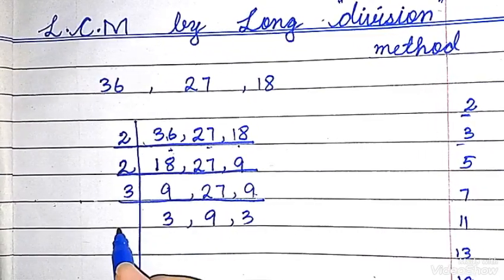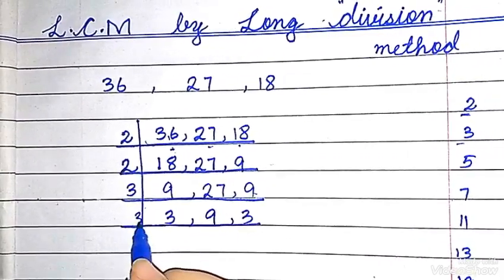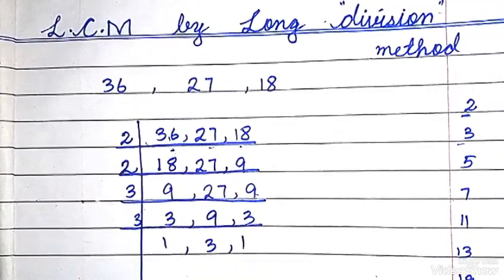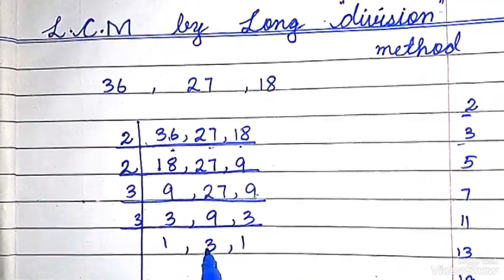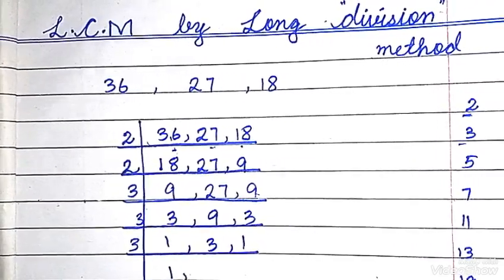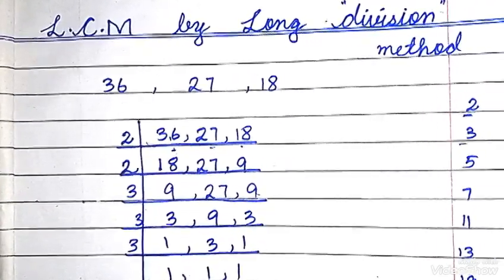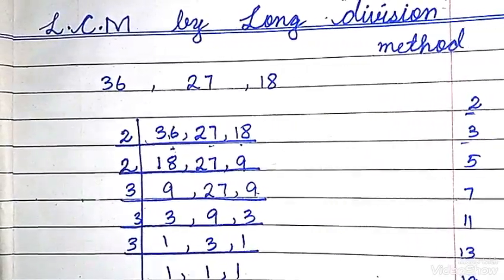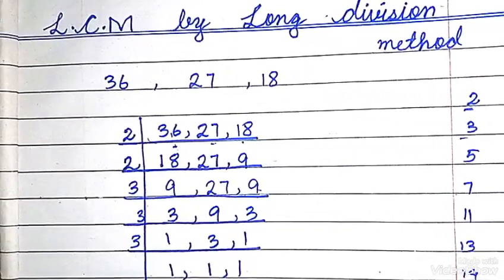Again, these three numbers are divisible by 3. 3 ones are 3, 3 threes are 9, and 3 ones are 3. And again, this one is divisible by 3. 1 is here, 3 ones are 3, and 1. When we get 1, 1, and 1 here, we stop the prime factorization.